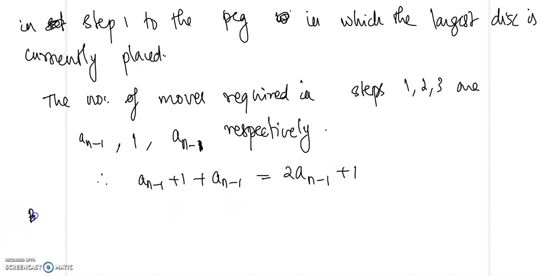So by definition of a_n, a_n is the minimum number of moves.